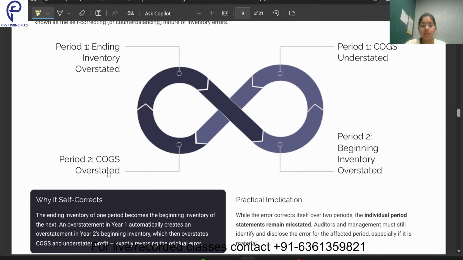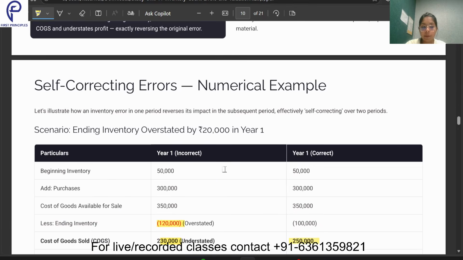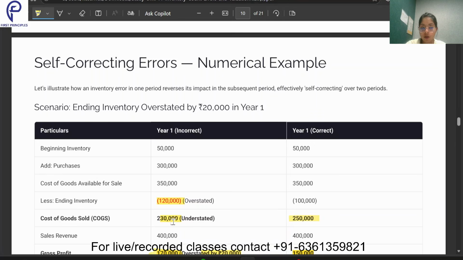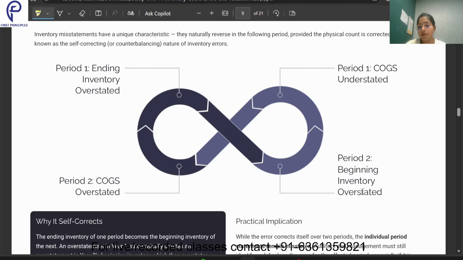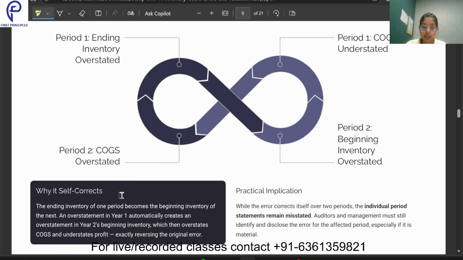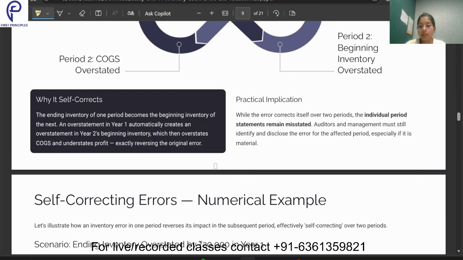Now let us see this. So what is happening? Suppose period 1 ending inventory is overstated, so COGS will be understated. Period 1 inventory is overstated, cost of goods sold is understated. Because of that, my beginning inventory is overstated for period 2 and my COGS for period 2 is overstated. So this is a self-correcting error.